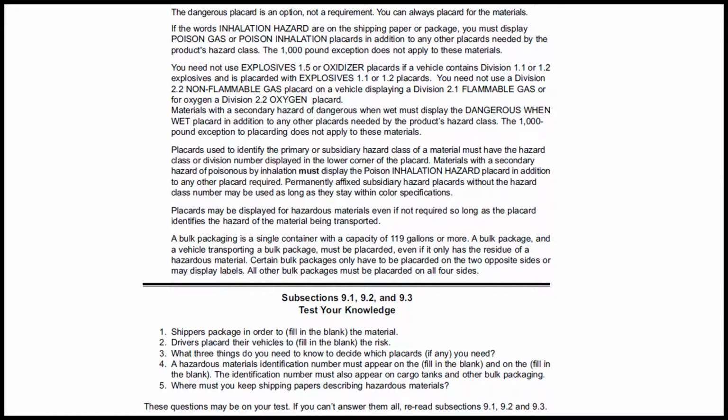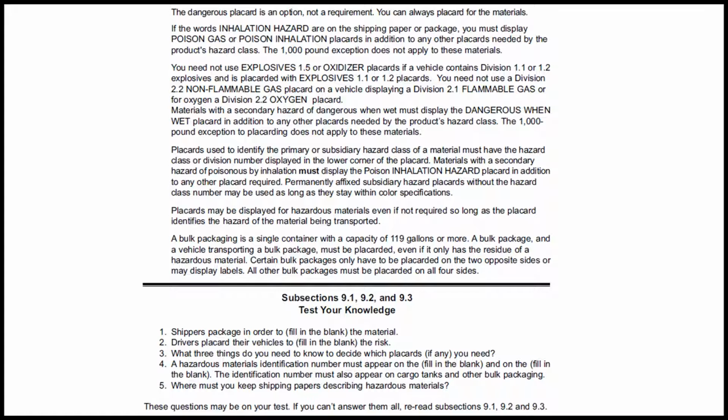Placards may be displayed for hazardous materials even when not required, so long as the placard identifies the hazard of the material being transported. A bulk packaging is a single container with a capacity of 119 gallons or more. A bulk package and a vehicle transporting a bulk package must be placarded, even if it only has the residue of a hazardous material. Certain bulk packages only have to be placarded on the two opposite sides or may display labels. All other bulk packages must be placarded on all four sides.